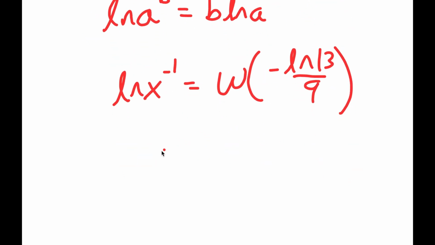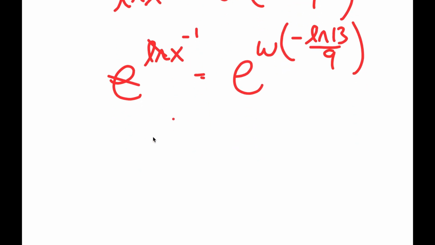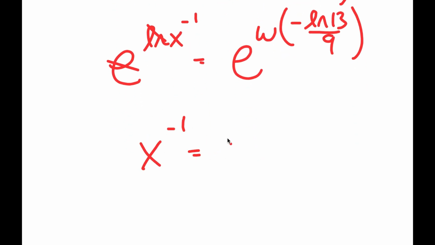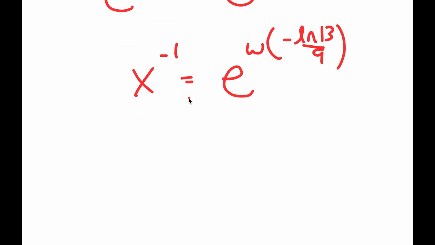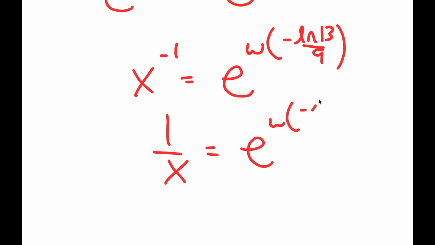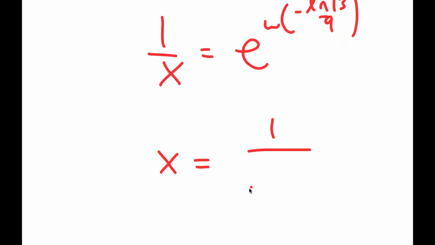And now I'm going to take e to the power of both sides. So I get e to the power of ln x to the power of -1 is equal to e to the power of W of negative ln 13 over 9. And remember, e to the power of ln, these two cancel out. So I'm left with x to the power of -1 is equal to e to the power of W of negative ln 13 over 9. And x to the power of -1 is the same thing as 1 over x, meaning x is equal to 1 over e to the power of W of negative ln 13 over 9.